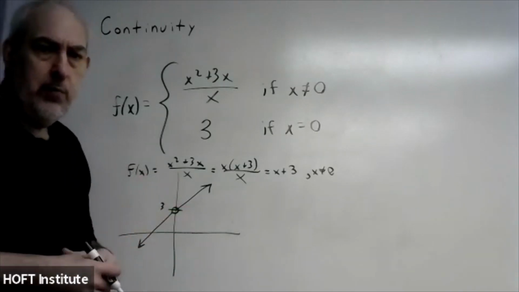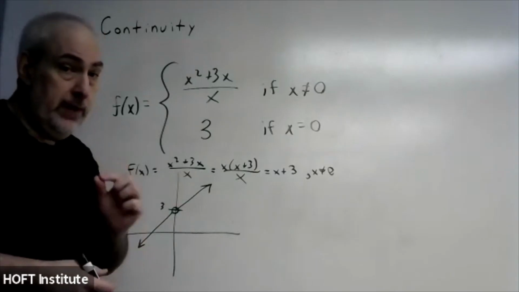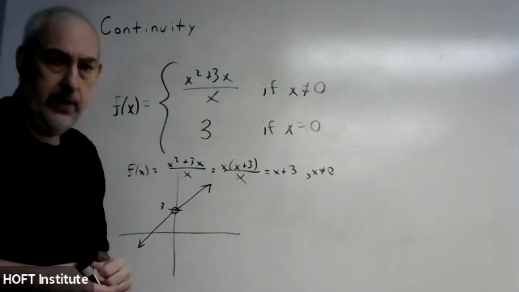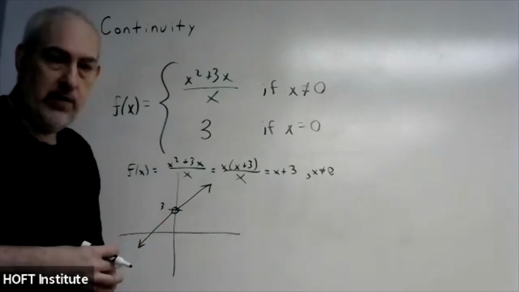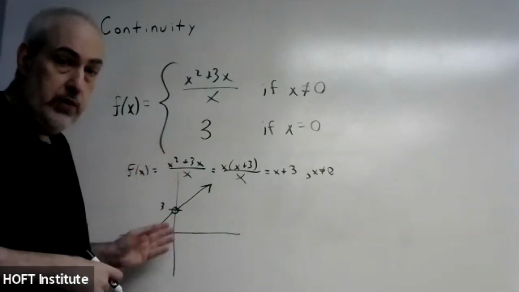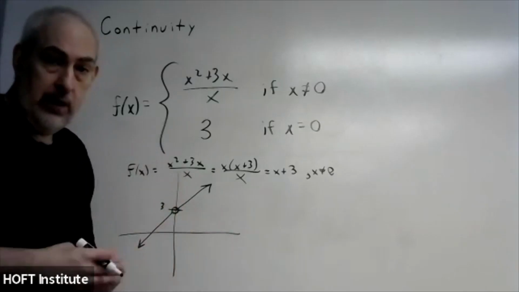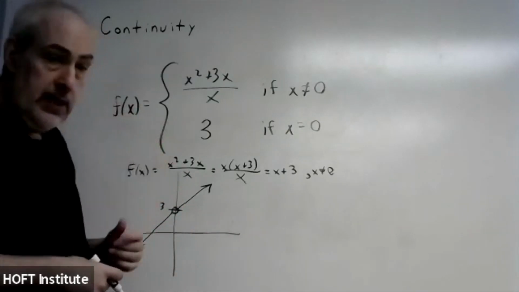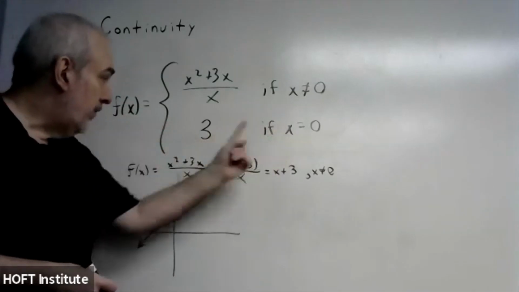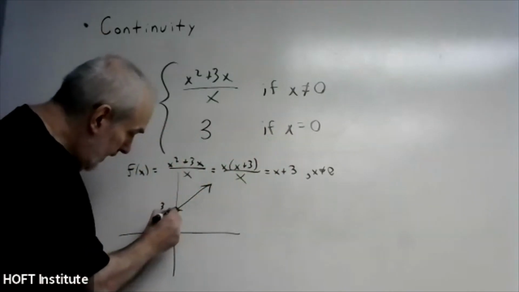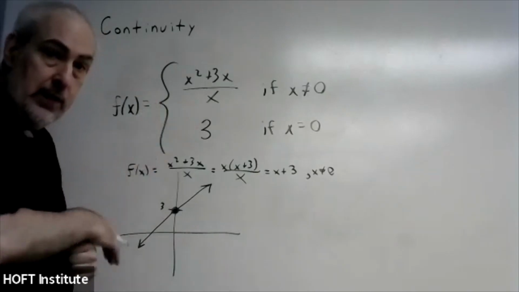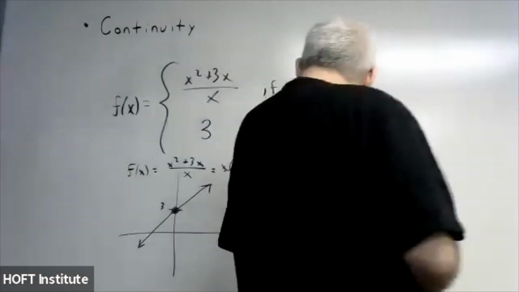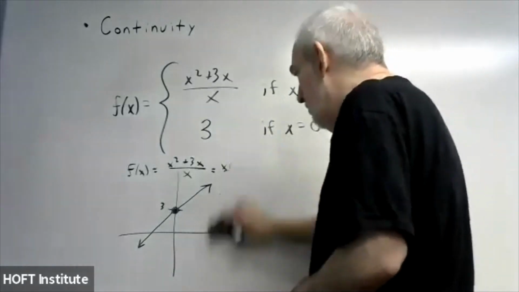I like to think of removable discontinuities as you can fix them if you just change one point on the graph. The point where you're trying to evaluate your continuity, either move it to the correct place where it matches the limit, or add it in if it's not there. And that's what this new function did, it added in the point at (0, 3), filling in the hole. Now it's a continuous line. Okay, so let's look at another example.